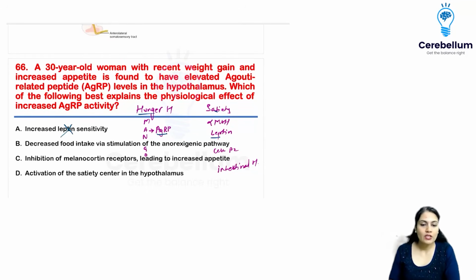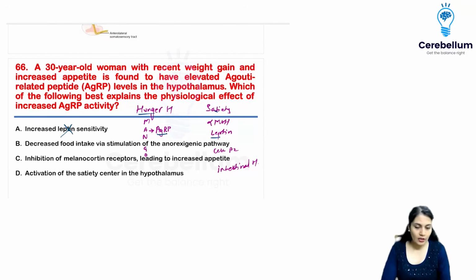Decrease food intake via stimulation of anorexigenic pathway? No, orexia means hunger. Anorexia means lack of hunger. So this is not going to activate the anorexigenic pathways. Rather, it will activate the orexigenic pathways. That means hunger hormones. So it will activate hunger. So this is also not true.